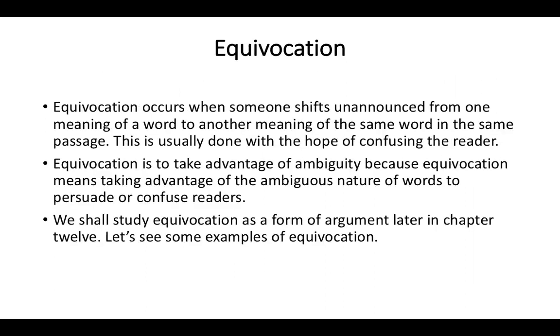Okay. Equivocation. Equivocation occurs when someone shifts unannounced from one meaning of a word to another meaning of the same word in the same passage. This is usually done with the hope of confusing the reader. Equivocation is to take advantage of ambiguity, because equivocation means taking advantage of the ambiguous nature of words to persuade or confuse readers. We shall study equivocation as a form of argument later in chapter 12, but let's see some examples of equivocation.